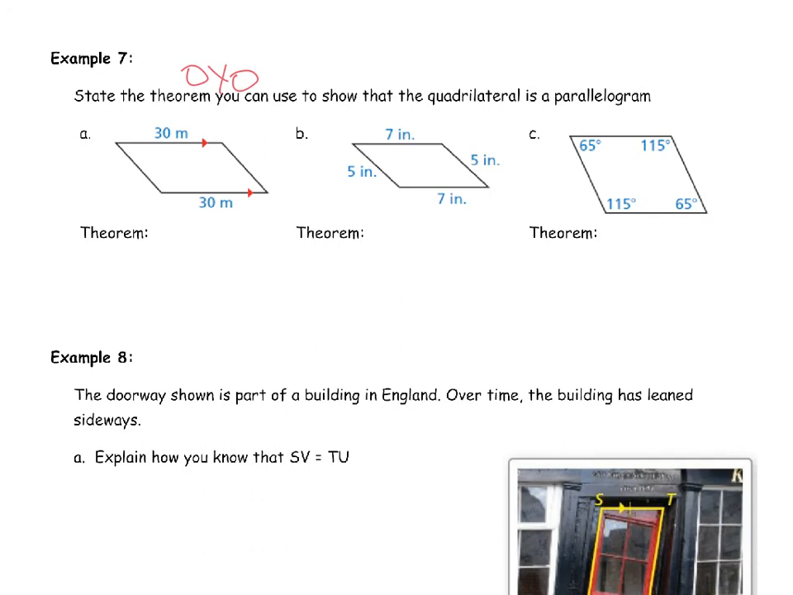So for example 7, I'm going to let you guys handle this on your own. All you're simply doing is stating the theorem that you can use to show that the quadrilateral is in fact a parallelogram. Okay? So just tell me basically what theorem works to justify this is a parallelogram for A, B, and C.